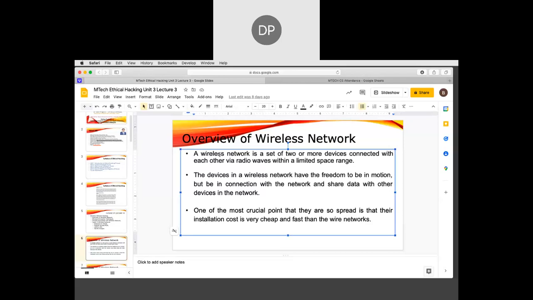So when we have to give a proper definition of wireless network, what will we do? We'll write a wireless network is a set of two or more. Welcome, Johnson.